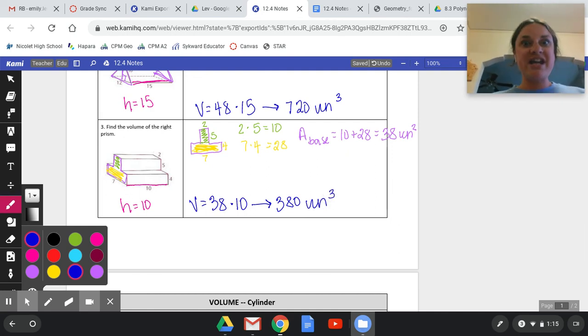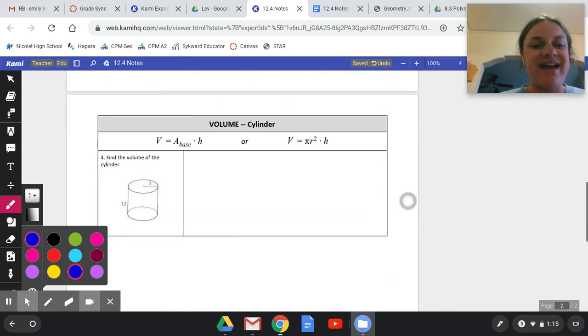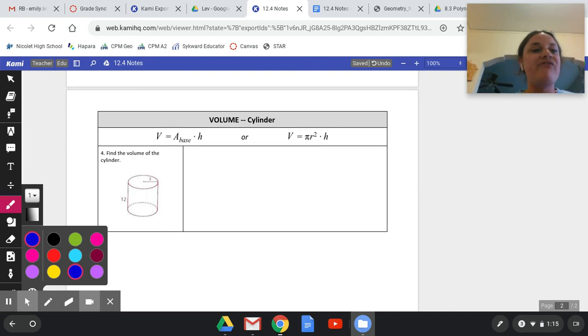All right, sweet. So far, so good. All right, next, volume of the cylinder. Same thing. You are still looking for the area of the base times the height. That's why we grouped cylinders and prisms together, because you're doing the same thing. Area of the base times the height.